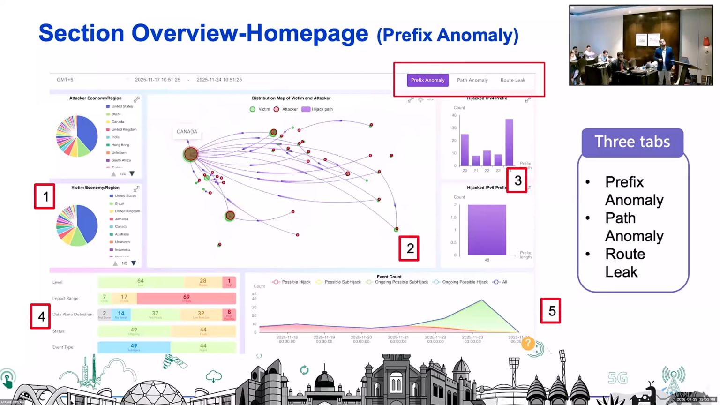And on the top, you see that there are three sections on the homepage. One is the prefix anomaly homepage, another is the path anomaly homepage, and another is the route leak homepage.